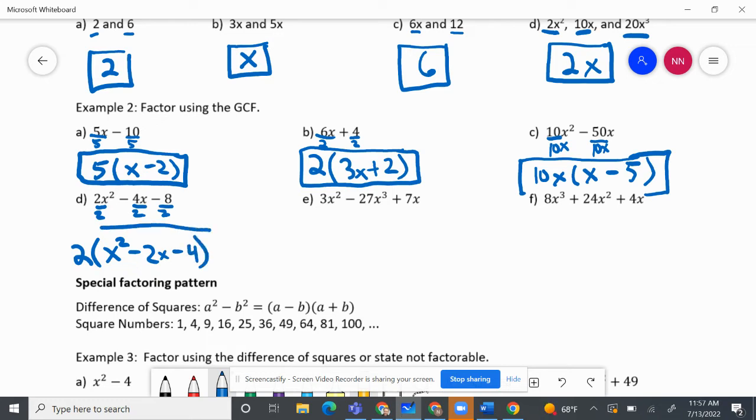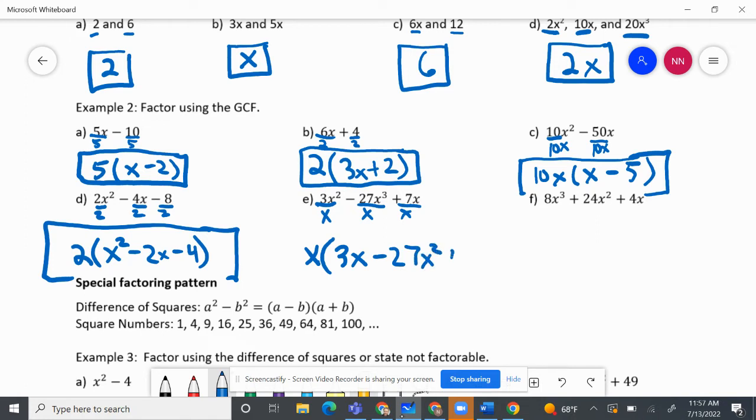For the next one, we're going to see what they have in common. And it looks like a 3, but that 7 keeps it from being a 3. So all they have in common would be an x. So we factor out an x. Now, if we divide each of these by x, that means they have one less x. So this would be 3x, this would be 27x squared, and that would be plus 7. Try letter F and see how you do.